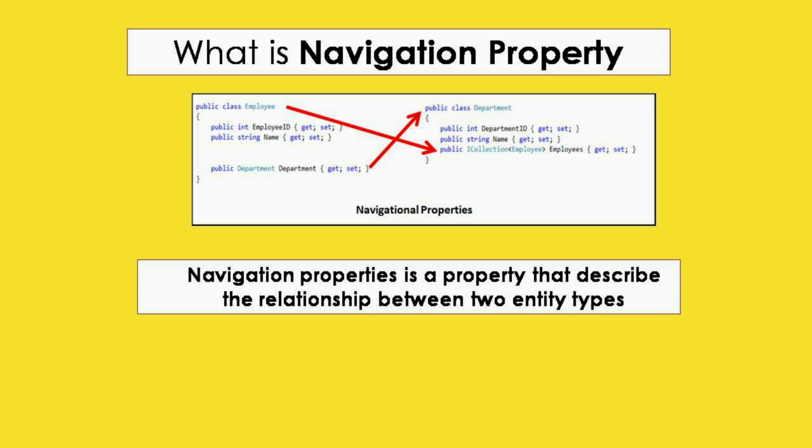Okay, when we run our migrations, the relationships between the tables of our database will be created based on these navigation properties. So we will make a slight change in our model classes and we will run our migrations again. Let's do it.